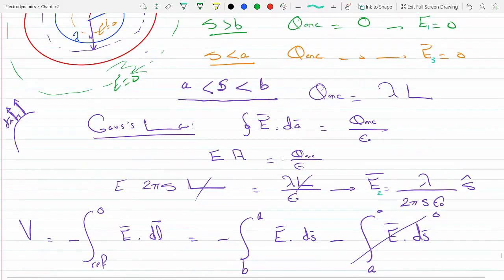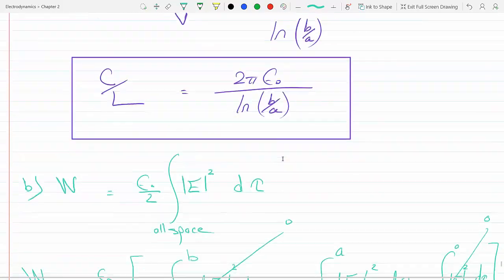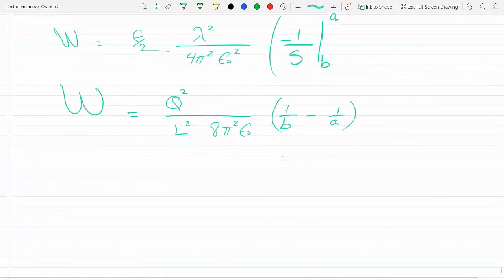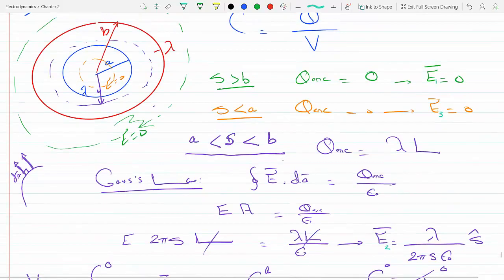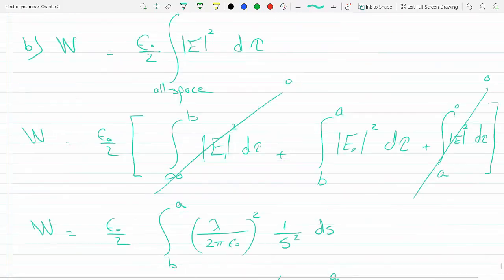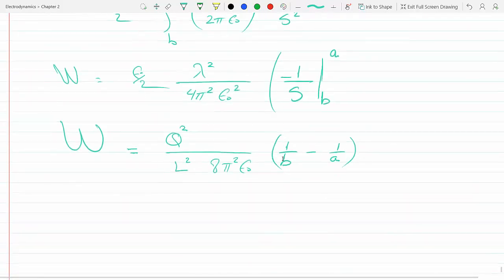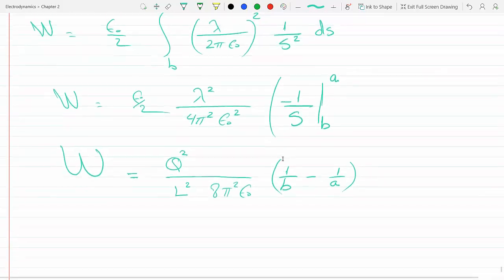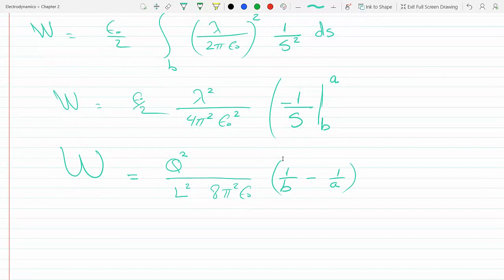Now we could divide here by L, right? Because it said find the energy stored per unit length. So if I divide by L, technically this is the energy density. This is the energy stored in the capacitor.